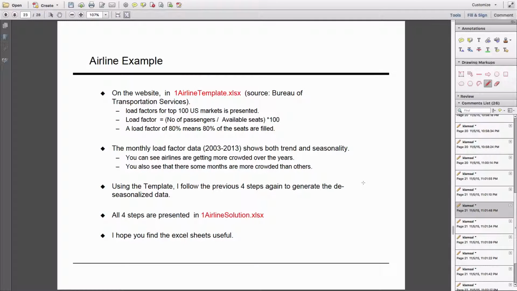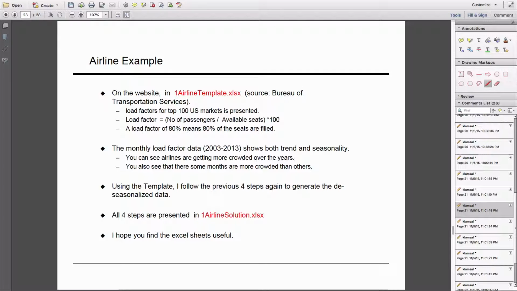Let me show this example by looking at an Excel data file. The data is from the Bureau of Transportation Services. It gives you the load factors for the top 100 US domestic markets. The load factor means the number of passengers on a plane divided by the available seats on the plane, and is usually expressed as a percentage. A load factor of 80% means 80% of the seats on the airline are filled.